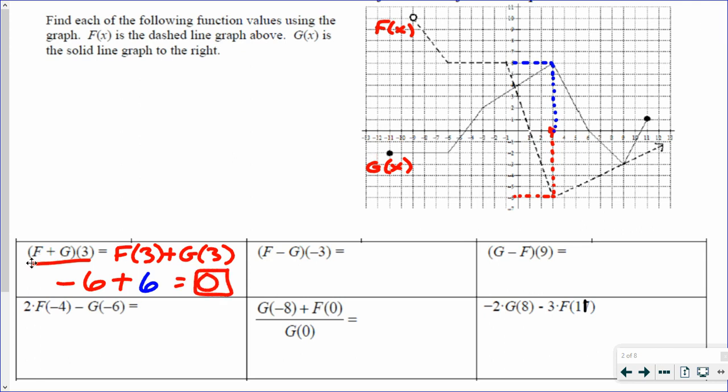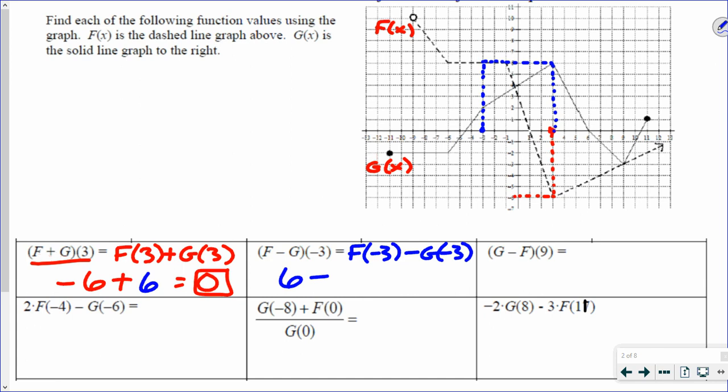Okay, the same thing works for subtraction. f minus g of -3 is equal to f of -3 minus g of -3. So again, we're just going to evaluate each function graphically, then we'll subtract. All right, so to find f of -3, here's -3 on the x-axis. f is the dashed graph, so I'm going to go up to the dashed graph over to y. And I can see that f of -3 equals 6.